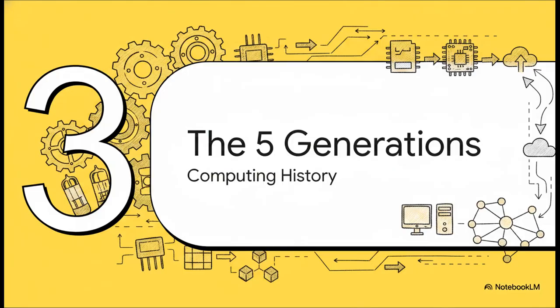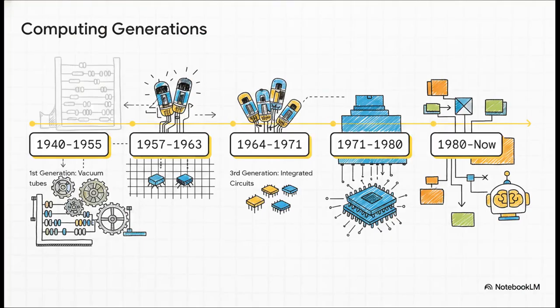Now let's jump into Section 3, the 5 generations, to see our computing history. We generally organize this history into 5 distinct generations. Now, as a quick side note, humans have actually been using devices for calculation for thousands of years. In fact, Charles Babbage is often called the father of the computer for designing the very first mechanical computer way back in 1822. But the electronic era, that exploded rapidly.